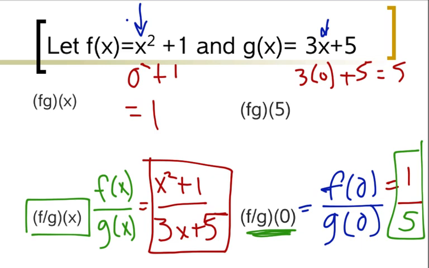And if I wanted to, I could check my other answer. I could plug in my 0, but you already know that this answer is 1, and this answer is going to be 5. So when you divide them, you'll get that answer for f divided by g of 0.